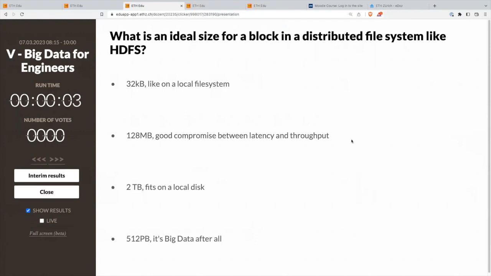So what do you think? What should be the size of an HDFS block? Should it be 32 kilobytes like a relational database on your local file system? Should it be 128 megabytes, which is a good compromise between latency and throughput? Should it be 2 terabytes because it fits on a local drive? Or should it be 512 petabytes because this is a big data system?